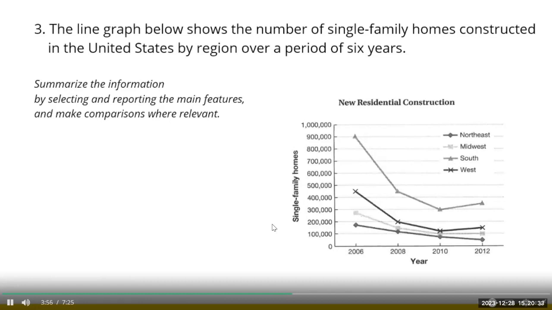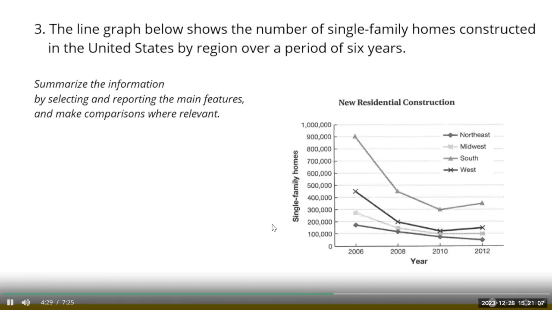So I'm going to read it. The line graph below shows the number of single-family homes constructed in the United States by region over a period of 6 years. So now you have a little bit better idea, and you also know that all this happened in the United States. So let's take a look. We have our title. Always make sure you read it. New residential construction. We have different years from 2006 until 2012. And we have these numbers. So as you see, these numbers represent single family homes.